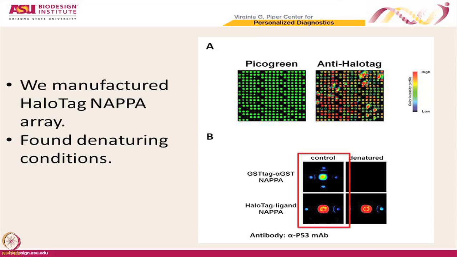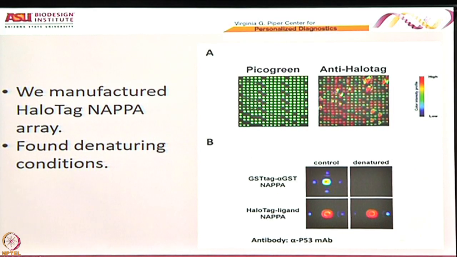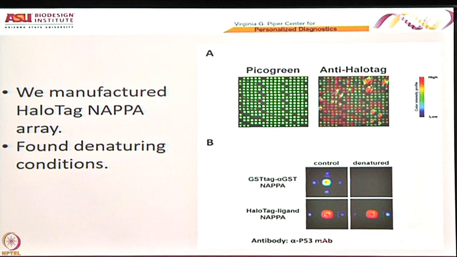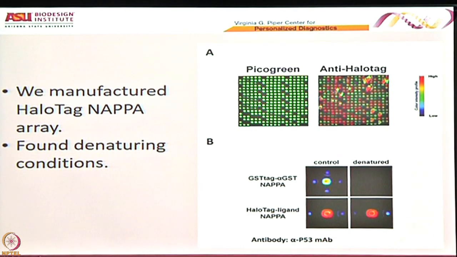the GST tag, this is the protein array under standard conditions. This is the protein array under denatured conditions. When I say denatured, I mean we treated it at 55 degrees Celsius with SDS. So that's a pretty harsh treatment. And you can see that the GST antibody only binds to folded NAPPA. It does not bind to denatured NAPPA, but this particular anti-P53 antibody could bind both formats. Because we knew this antibody here binds to a linear epitope.